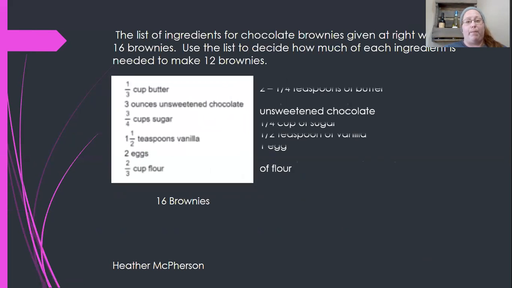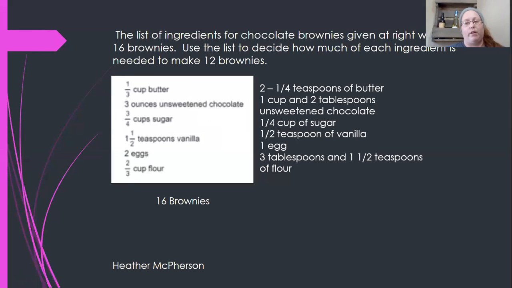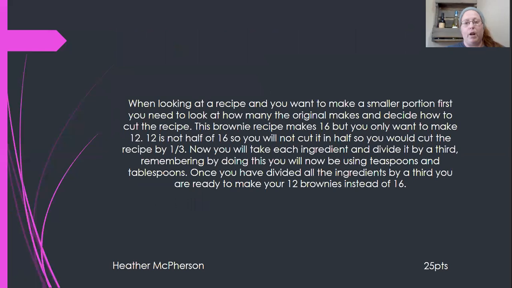So instead of 1/3 cup of butter, you'd use 2 1/4 teaspoons of butter, 1 cup and 2 tablespoons of chocolate instead of 3 ounces, 1/4 cup of sugar, 1/2 teaspoon of vanilla, 1 egg, 3 tablespoons and 1.5 teaspoons of flour in order to make 12 brownies. So what I did is I just took that recipe and I cut it in thirds. Once you've divided all the ingredients by a third, you're ready to make your 12 brownies instead of 16.